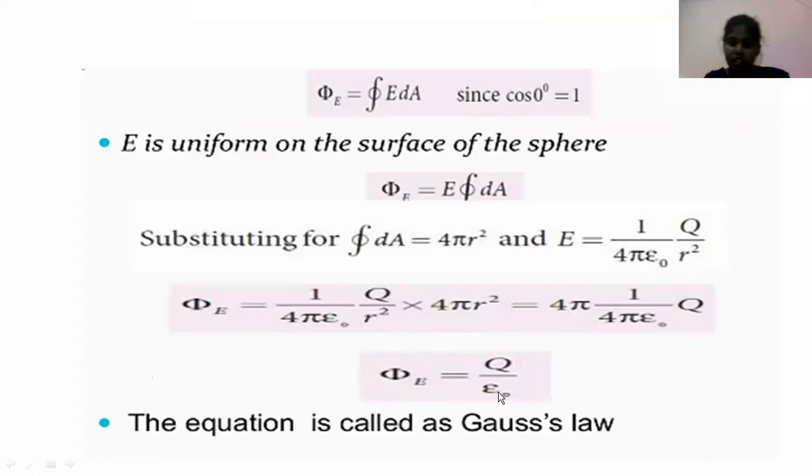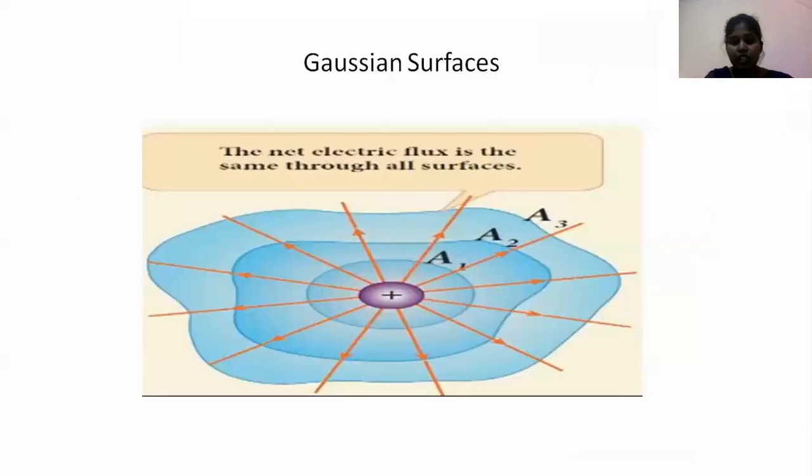This equation is known as Gauss law. Phi is the electric flux. Phi is equal to integration E dot dA equal to Q by epsilon naught. So it's a relation between the charge and the flux. You have a charge, and the amount of flux passing through the surface due to the charge is given by Gauss law. Now we'll discuss the Gaussian surfaces.